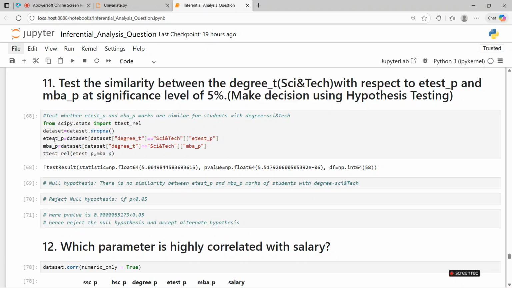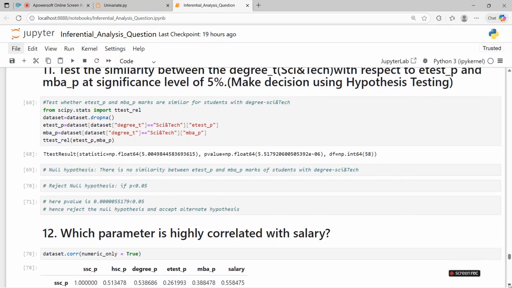Once we have that, we are taking the entrance test percentage by filtering the degree with science and tech with entrance test P and taking it to test P, and we have degree as science and tech with MBAP and taking it to MBAP. So now we are running the function ttest_rel with the before values like etest P and MBAP, passing the values. So we got the output statistic value and p value.